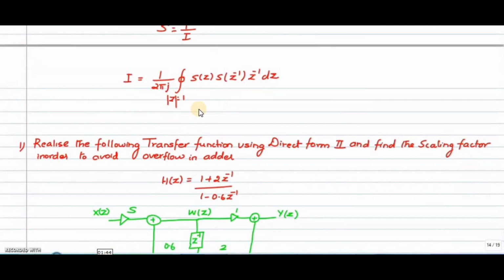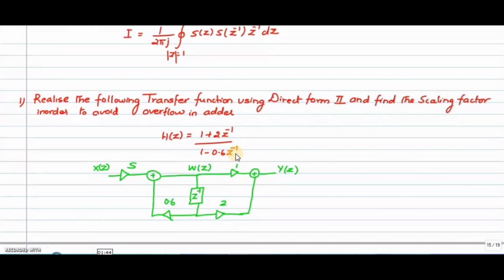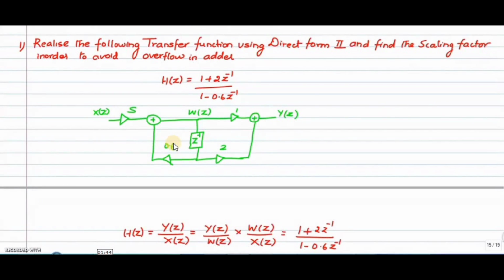So let us now realize the following transfer function using direct form 2. This is a question, and find the scaling factor in order to avoid the overflow in the adder. So they are given H of z is equal to 1 plus 2 z power minus 1 divided by 1 minus 0.6 z power minus 1. So this is your pole. Here you have to change the sign, right? So this 0.6 here you have to keep it like that. This is as it is, so this one represents the zero. Okay, so this is your direct form 2 representation, and I have added the scaling factor here.